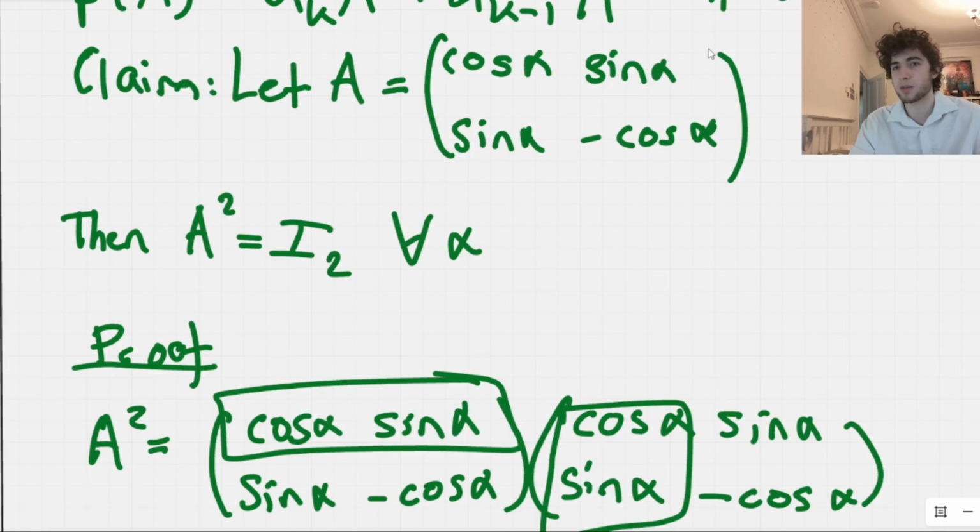Because alpha could be any real number, and there are infinitely many real numbers, there are infinitely many A. Which means that if I were to try and take the square root of the 2 by 2 identity matrix, there would be infinitely many possibilities as to what it could be.